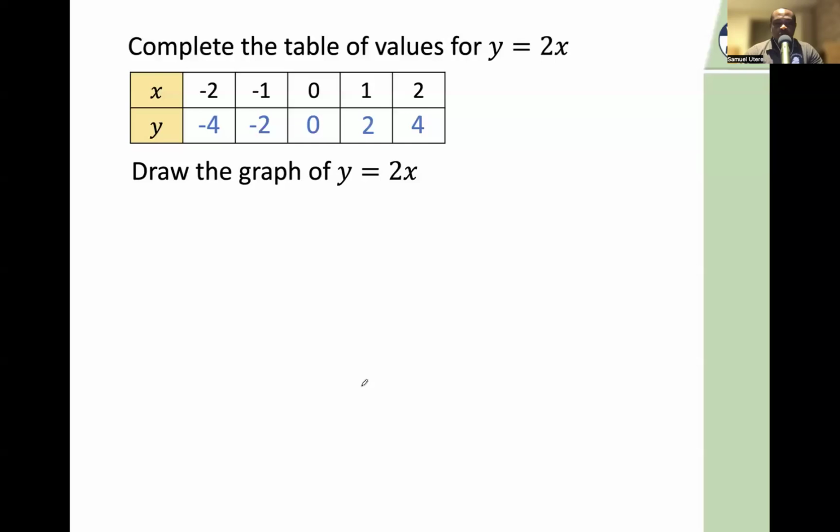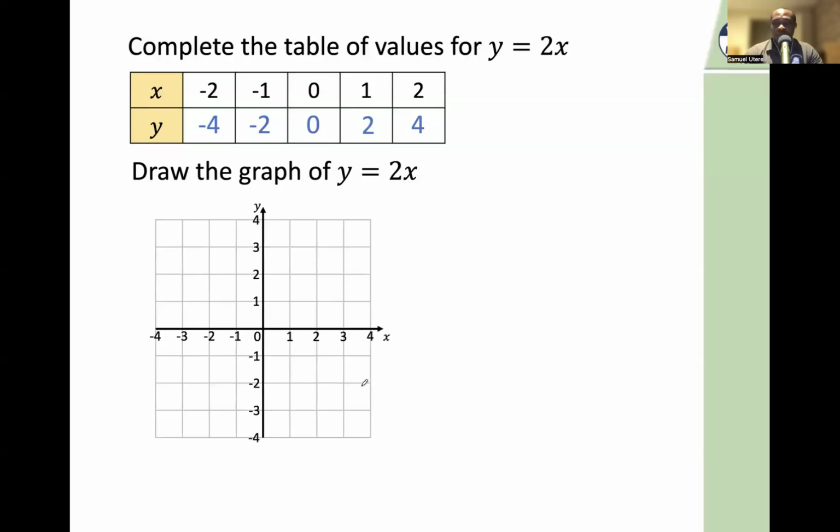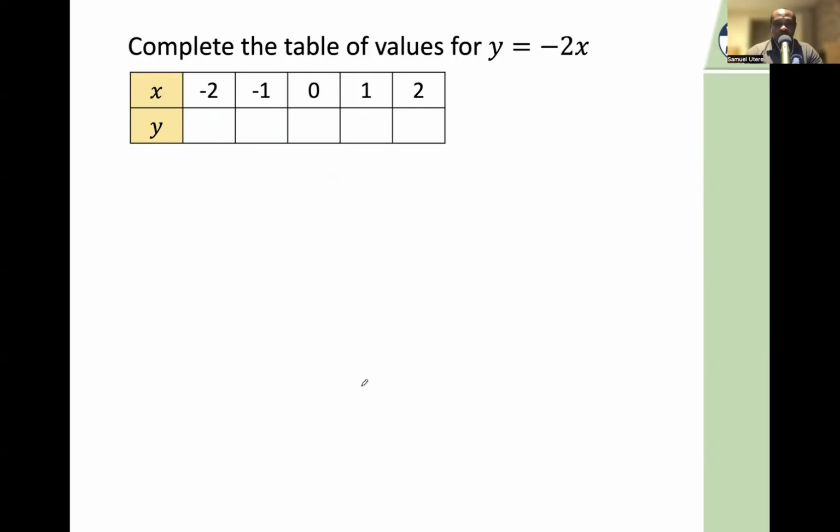Now, if we're asked to draw the graph of y equals 2x, by now you know how we plot the pair of coordinates. Our graph would look like this. Now, don't forget to label your graph. So the line is y equals 2x.